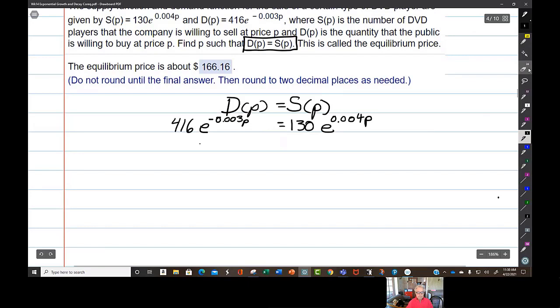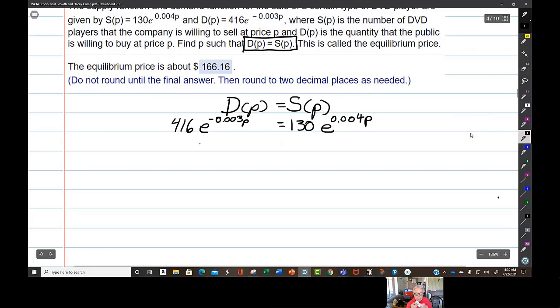There they are. Double check. 416 times e to the negative 0.003 P. That's D of P, okay. And S of P is 130 times e to the 0.004 P. Yes, I wrote them correctly.